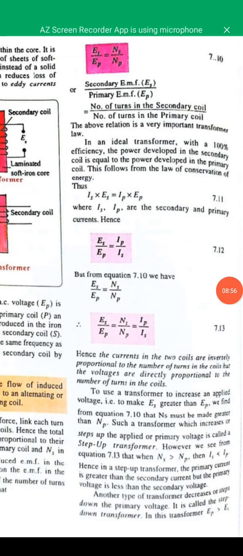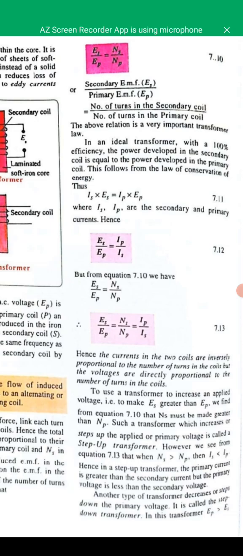Similarly, when the voltage in the primary coil is greater than the voltage in the secondary coil, it means that the current in the primary coil will be less than the current in the secondary coil, and this will give rise to a step-down transformer.